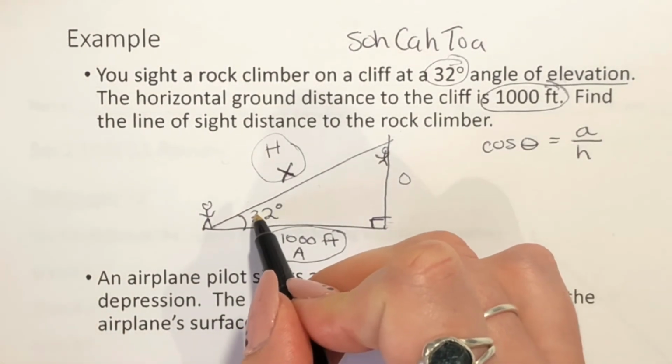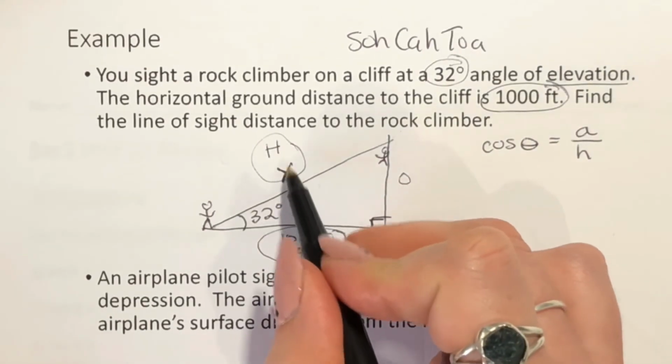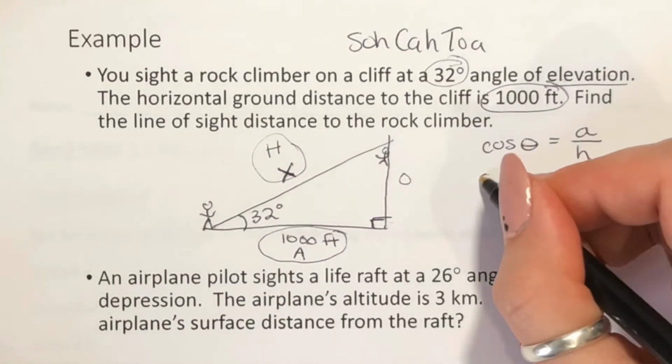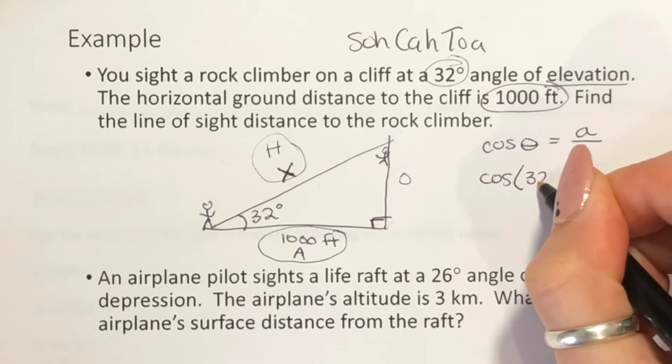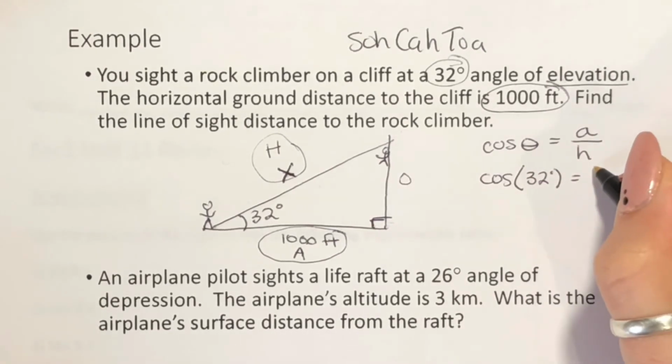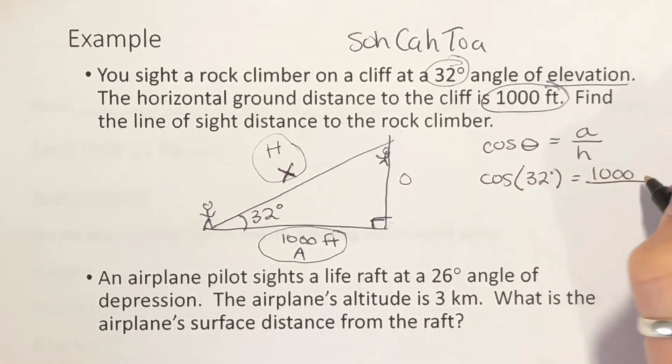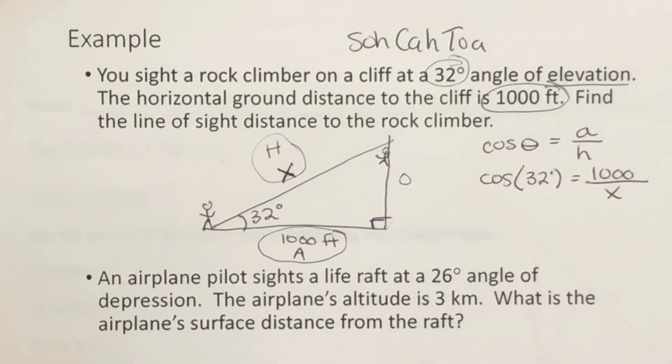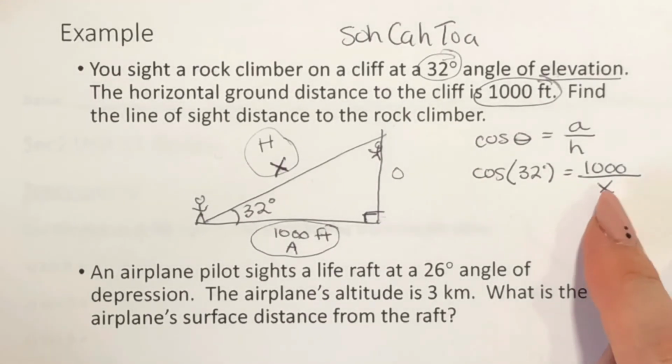Our angle is 32, A is 1,000, and our hypotenuse is x. So cosine of 32 degrees equals our adjacent side 1,000 over our hypotenuse x. Hey, we haven't looked at one of these today where x is in the bottom.